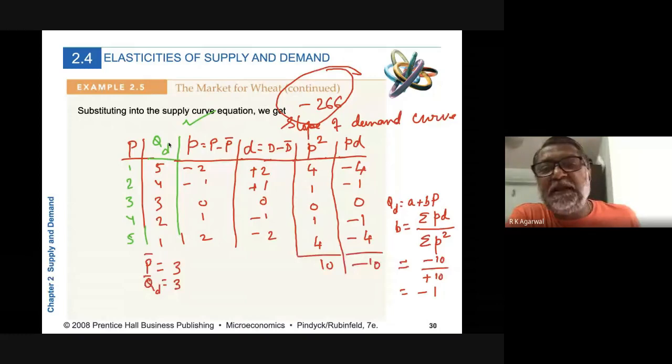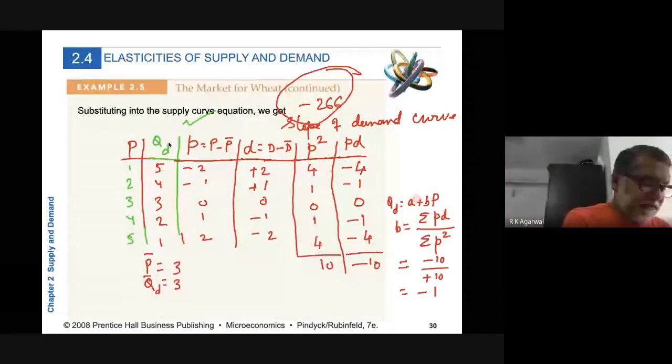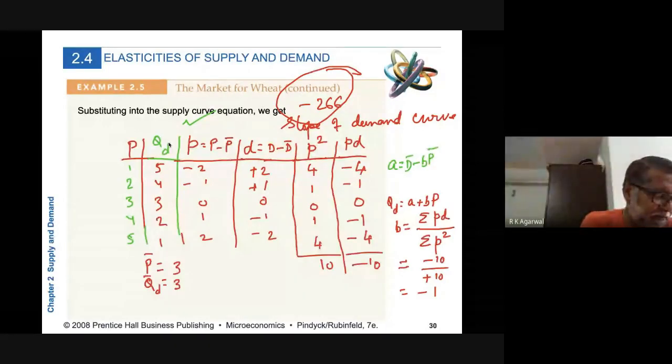The question is, what was that which came before the slope, what do we call it? Intercept, meaning this a. What is this value a? How do we calculate it? So a is equal to d bar minus b p bar. d bar means this, this is d bar and q d bar.